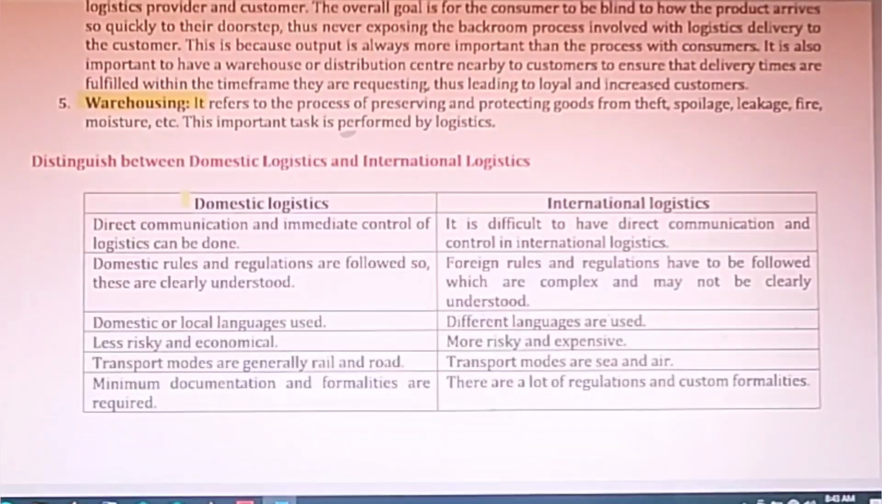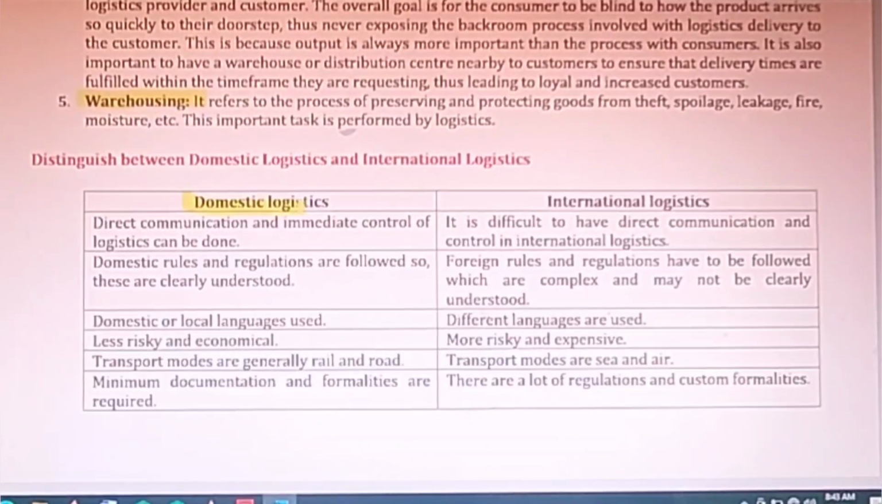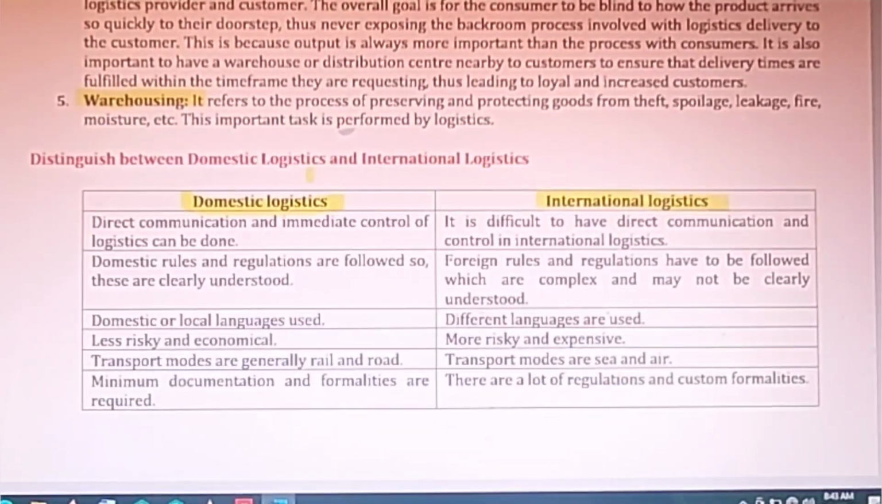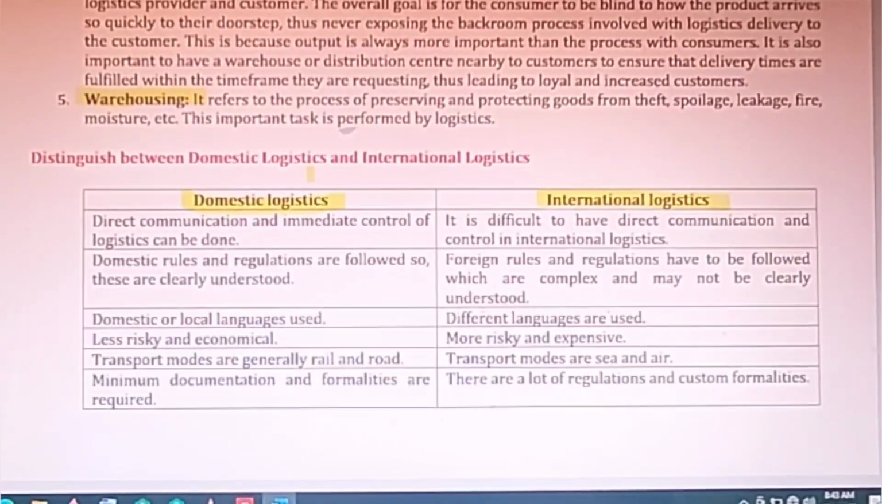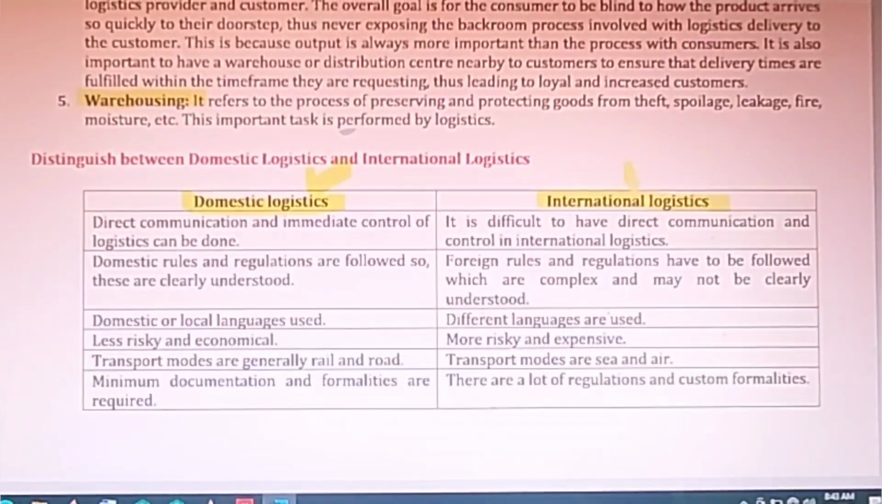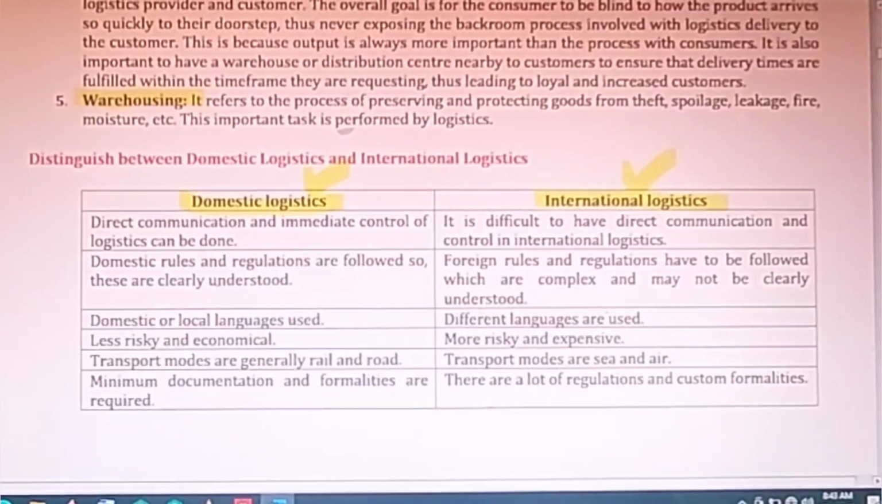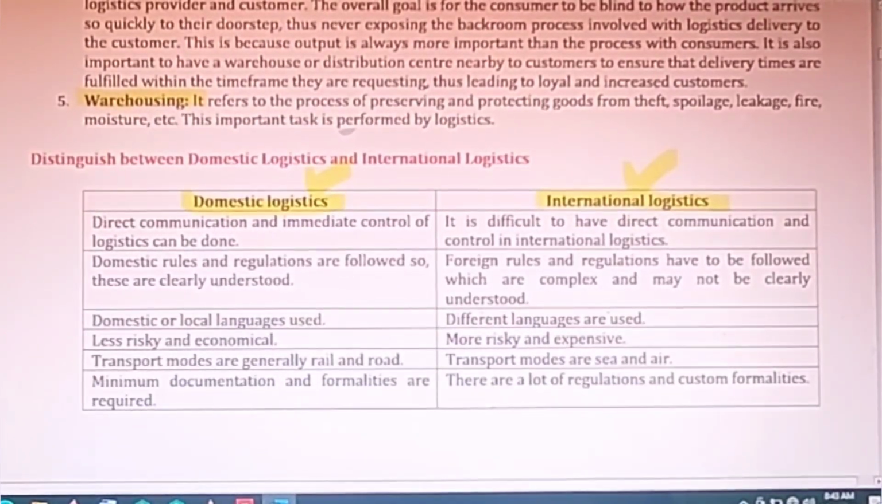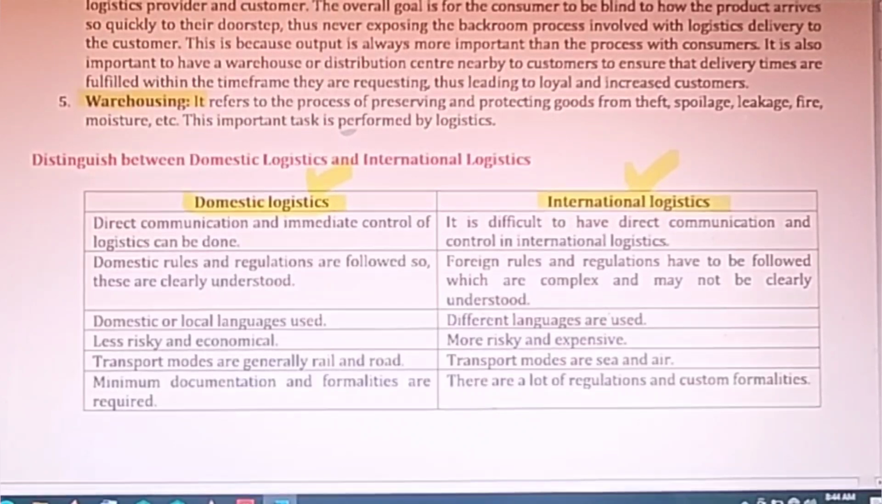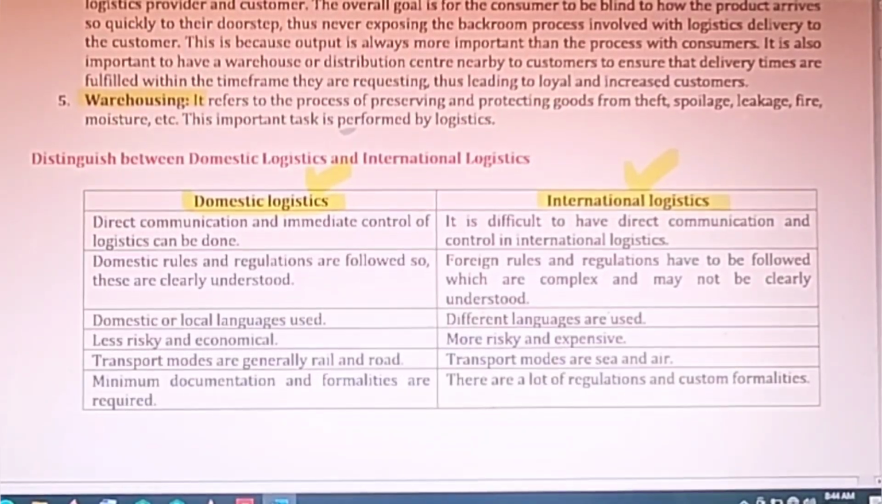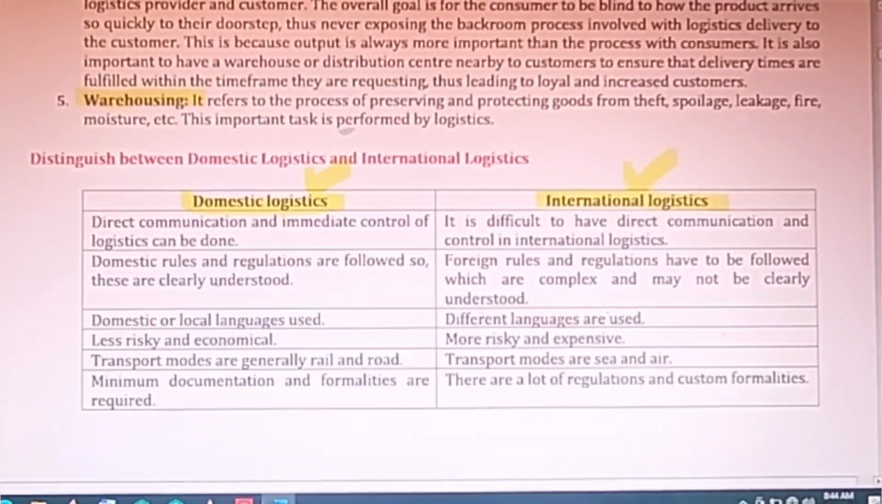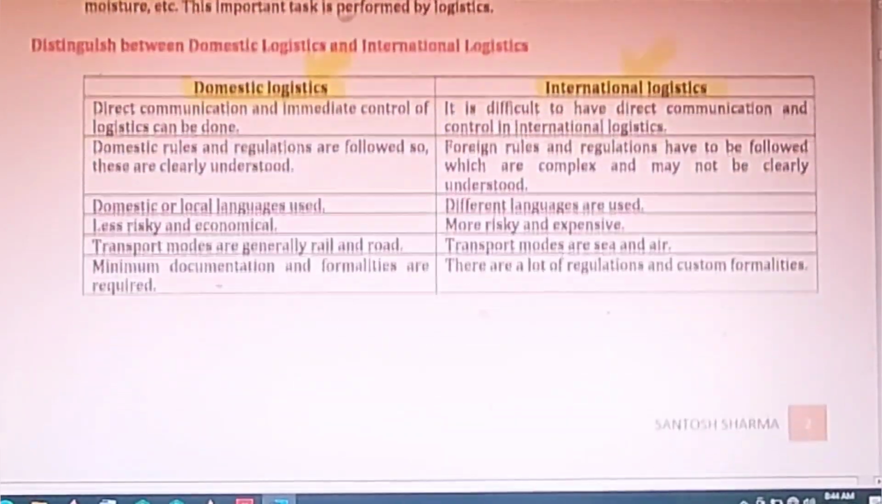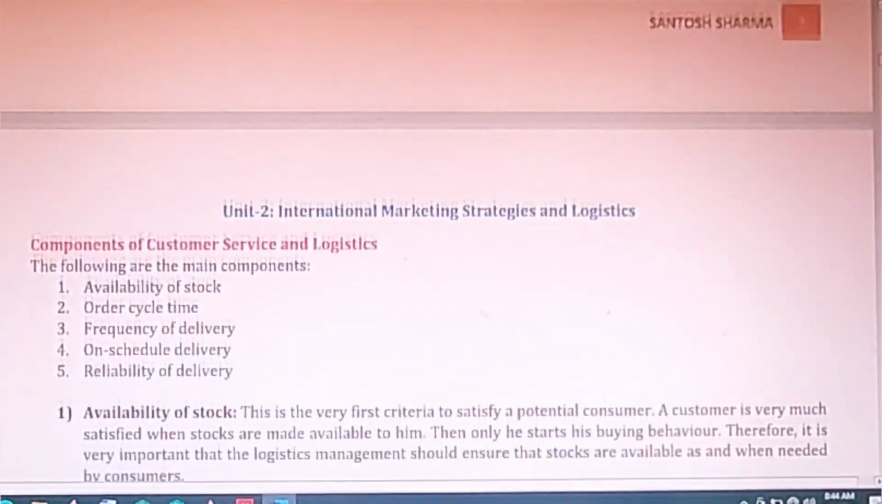And one more topic here, that is the difference between domestic and international logistics. Domestic is the movement of goods inside the country, and international is the movement of goods between two or more countries. So international logistics is expensive, a lot of formalities are there, but domestic logistics is a simple one. Okay, let's move on to unit 2.